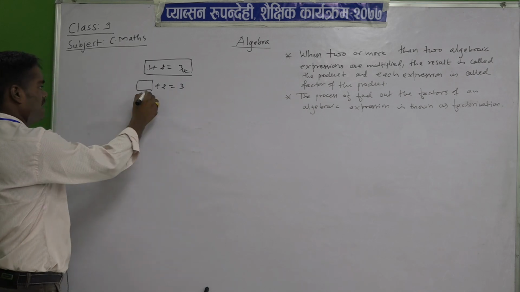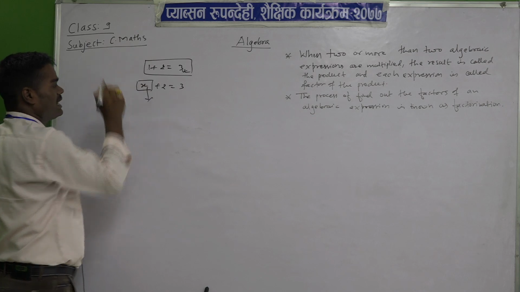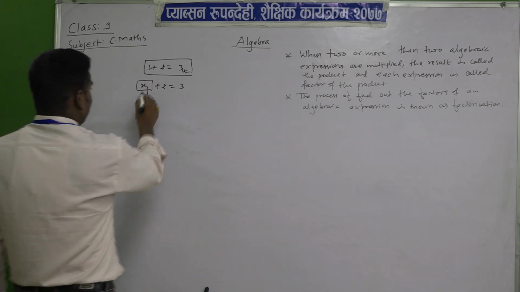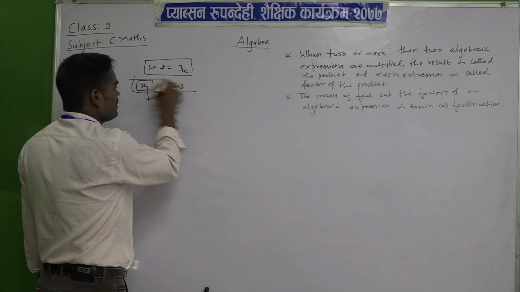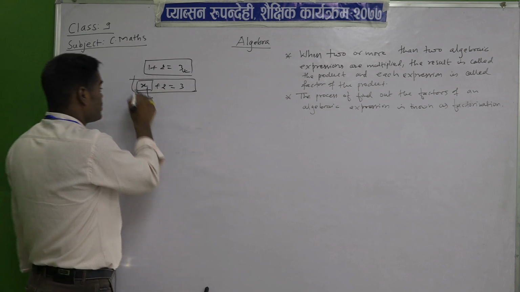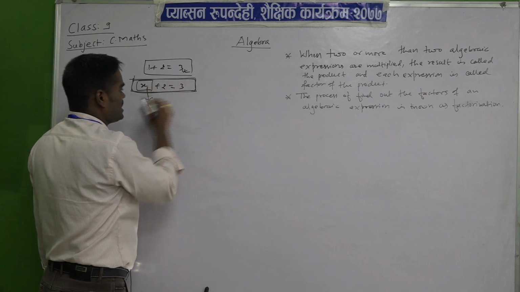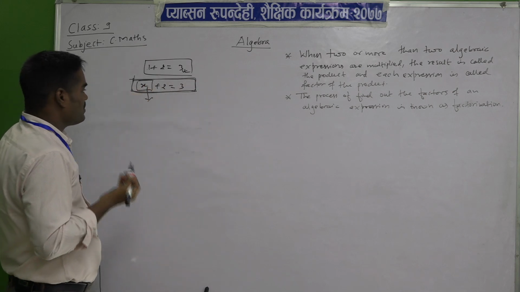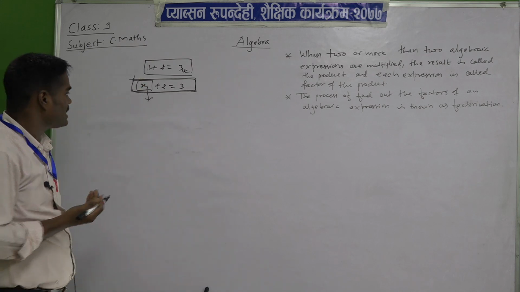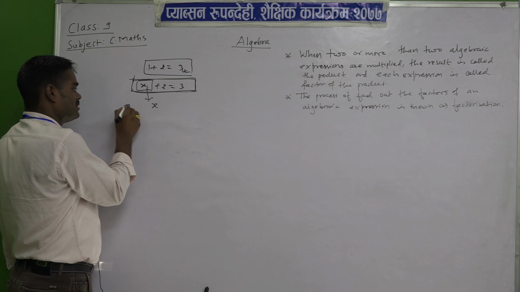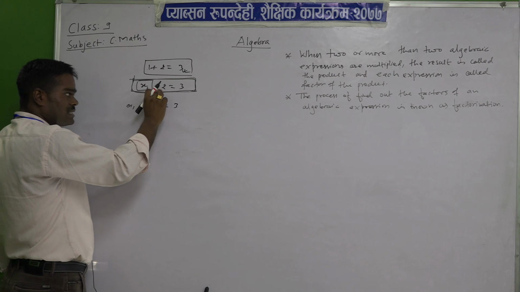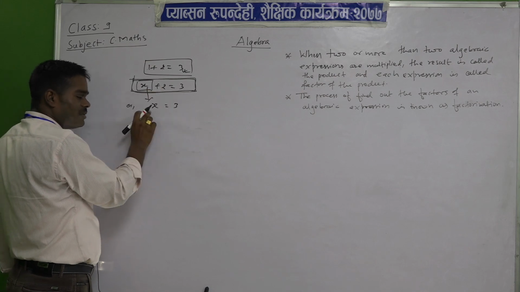how much is the value here? We do not know. So we can write some alphabet here, like x, y, z. So this is x. Such an equation is known as an algebraic equation: x plus 2 equals 3. From here it is very simple to calculate the value of x. How to calculate the value of x? To find x, we have to transpose this constant number.